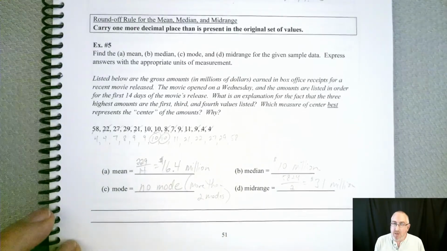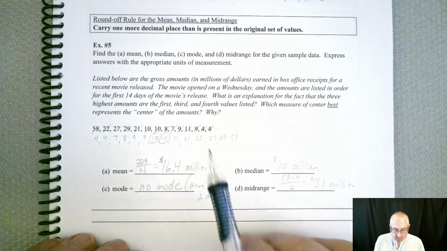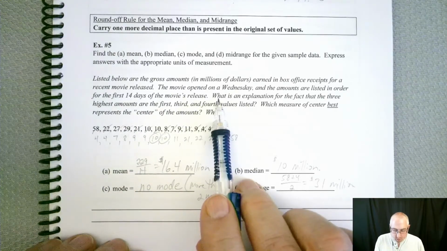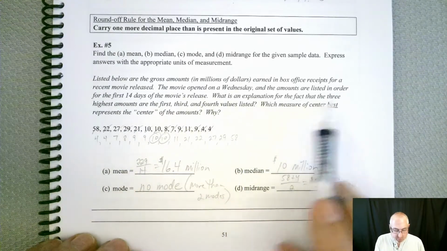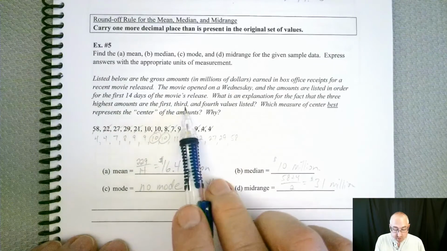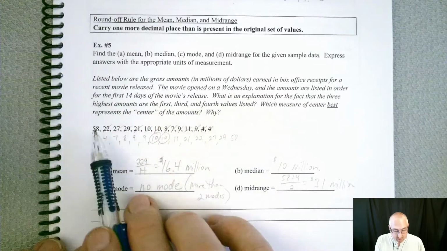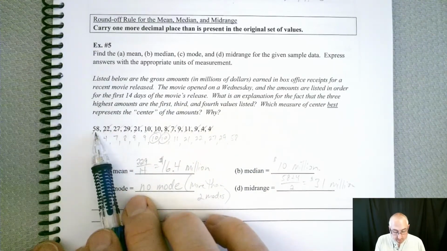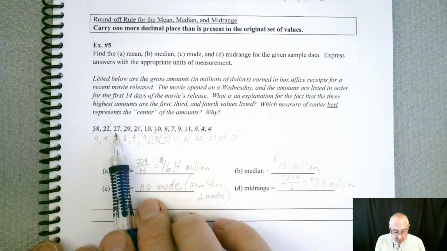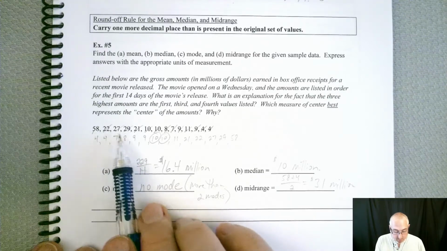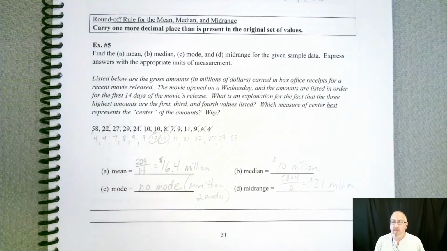The analysis questions can be a little bit trickier though. So let's look at the first one. What is an explanation for the fact that the three highest amounts are the first, third, and fourth values listed? So we got 58 is the first one, the third, and the fourth. So all those three are the highest. Why?